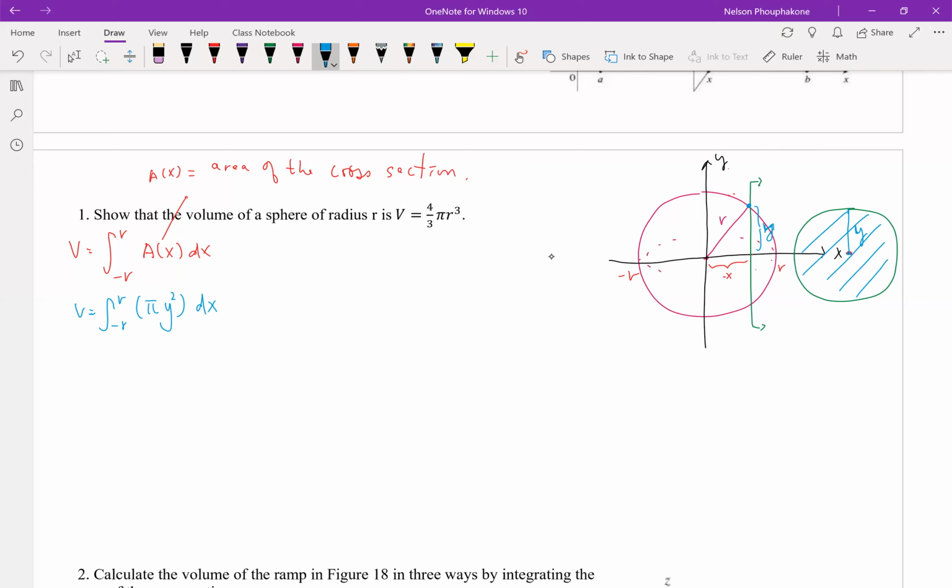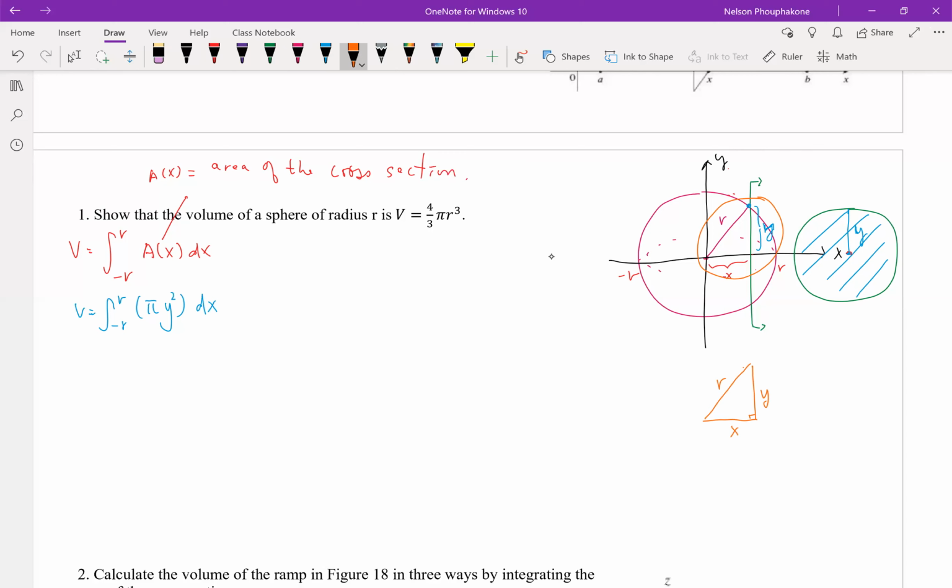But one thing that we know: if we want to work with dx, meaning I need to have y in terms of x. Then how do we work with y in terms of x? Let us pay attention to this. Do you see that right here we have a right triangle? This is x, this is y, this is r right here. Then we know the r value because the radius is r.